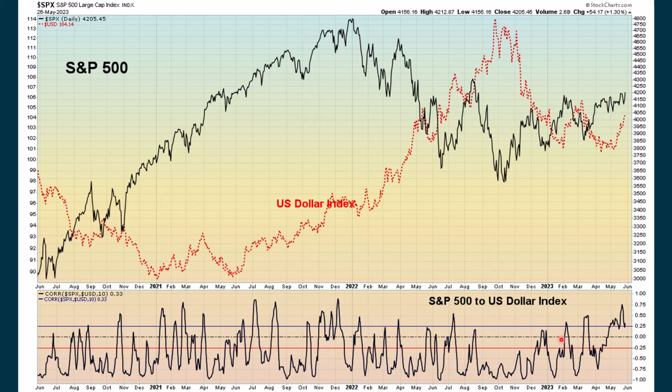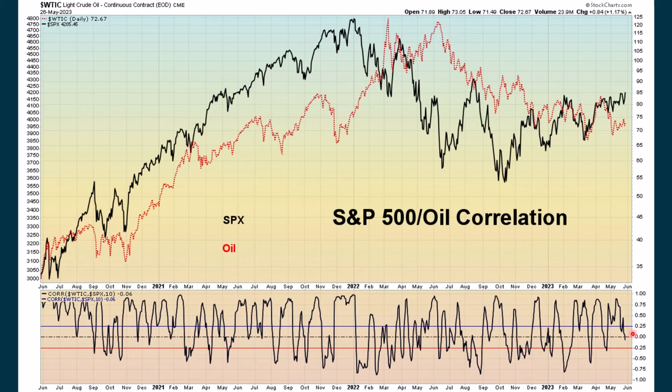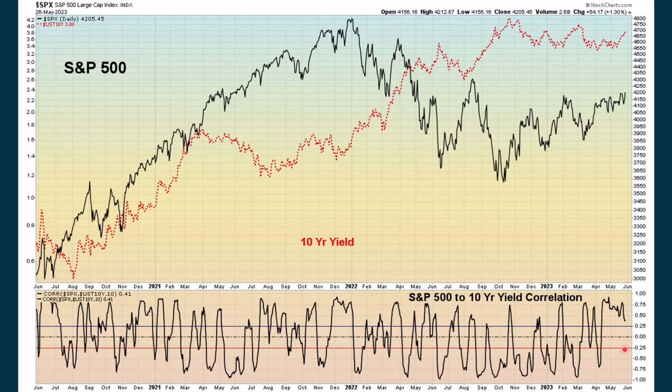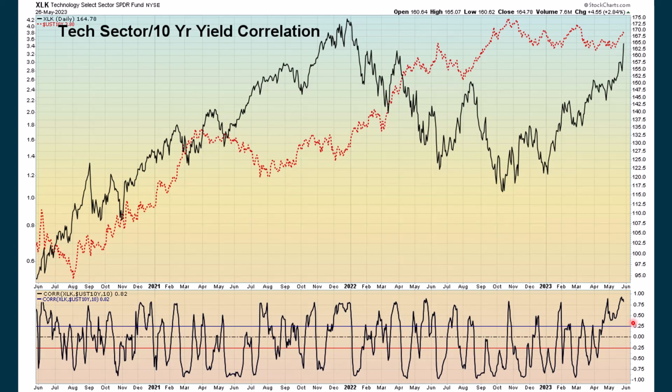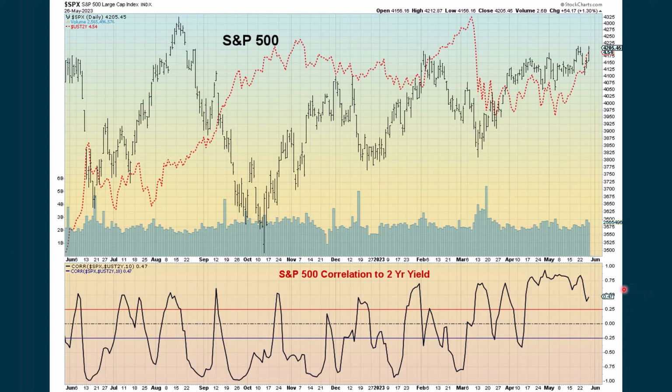Looking at some correlations, the S&P to the dollar, they're pretty much neutral right now, but they're having a slight tendency to go in the same direction. The S&P to oil, it is neutral. When we're at 0.25 down to minus 0.25, I consider that to be a neutral correlation. The S&P to the 10-year, it is starting to fall back down a little bit, but they're still having a slight tendency to go in the same direction. The tech sector to the 10-year yield also coming off of going in the same general direction. The S&P to the 2-year also having a tendency to go in the same direction.